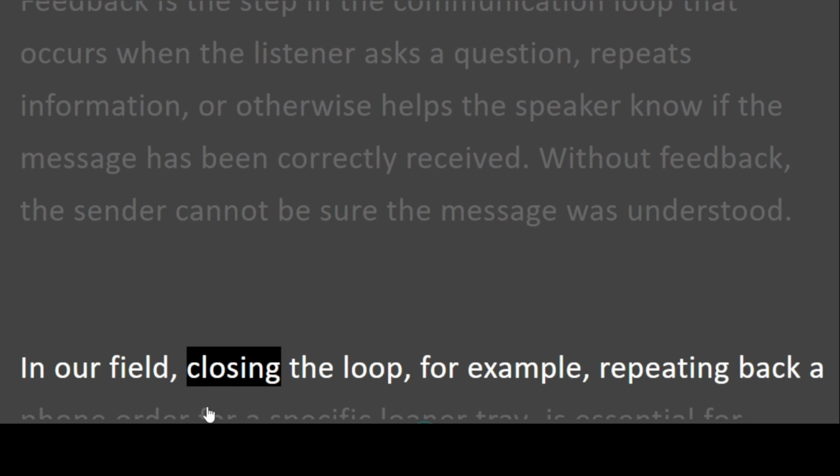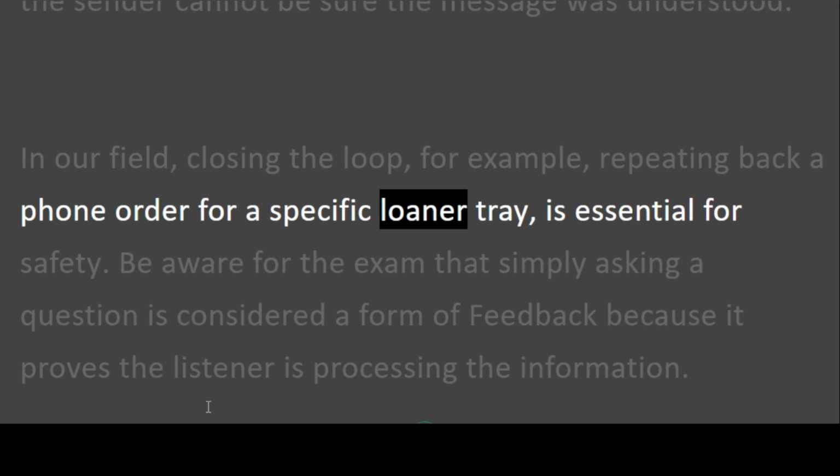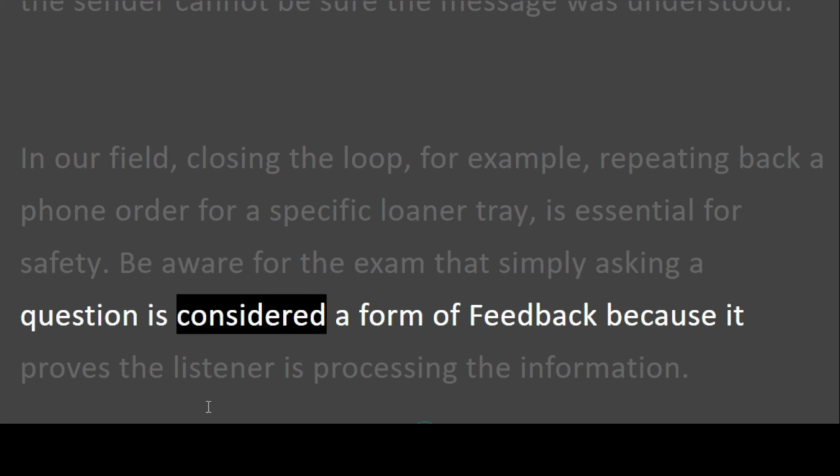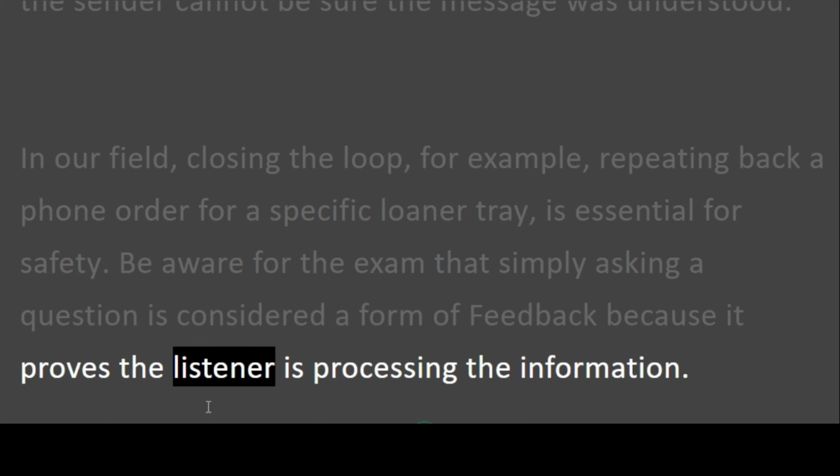In our field, closing the loop, for example, repeating back a phone order for a specific loaner tray, is essential for safety. Be aware for the exam that simply asking a question is considered a form of feedback because it proves the listener is processing the information.